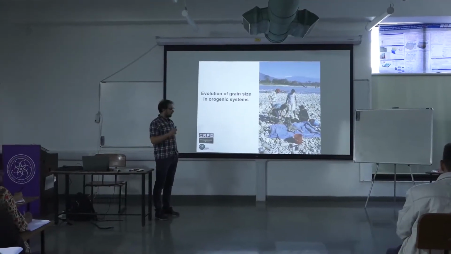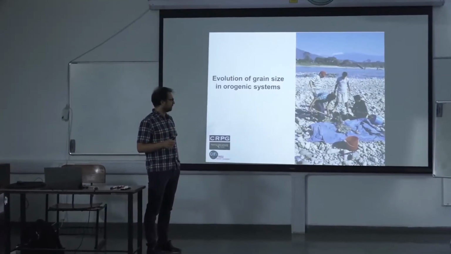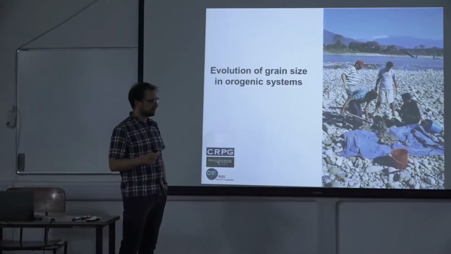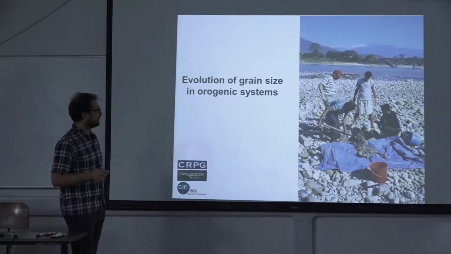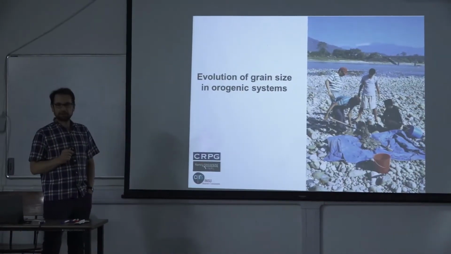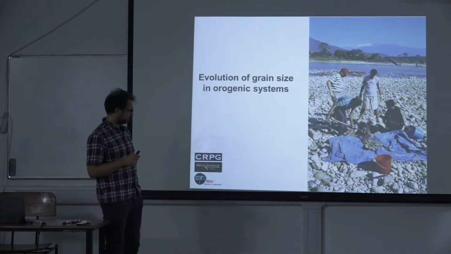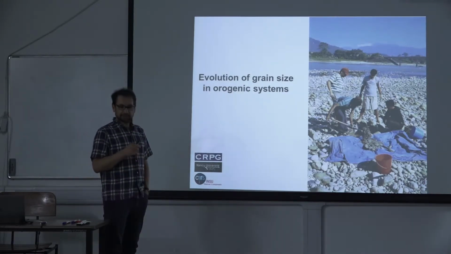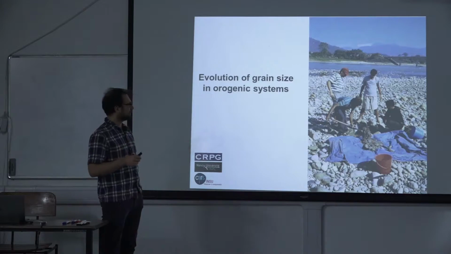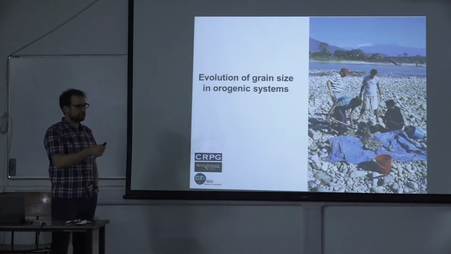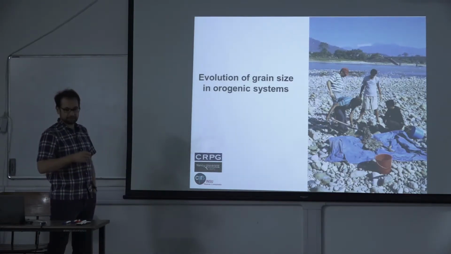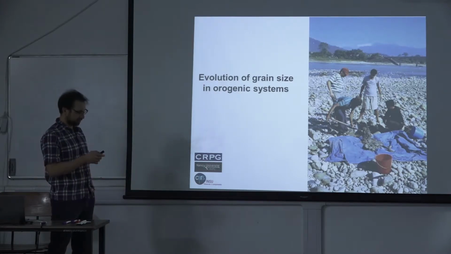Today I will connect the two, the hill slope and the fluvial processes, but with more emphasis on the fluvial processes, just focusing on what's going on with the coarse sediment load: how it is transformed, how it evolves from the upper part of the drainage system down to the foreland basin.